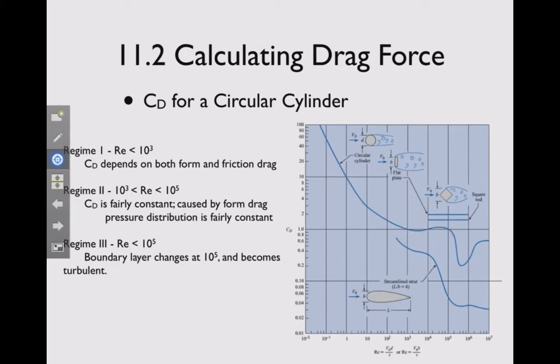And then for this regime, actually that should be a greater than sign. Just notice that that's incorrect. For the Reynolds number being greater than 10 to the 5, the boundary layer becomes quite turbulent, and we see a rapid drop off, at least initially, in the drag force, and then a kind of return. So it becomes much more variable out here beyond about 10 to the 5.